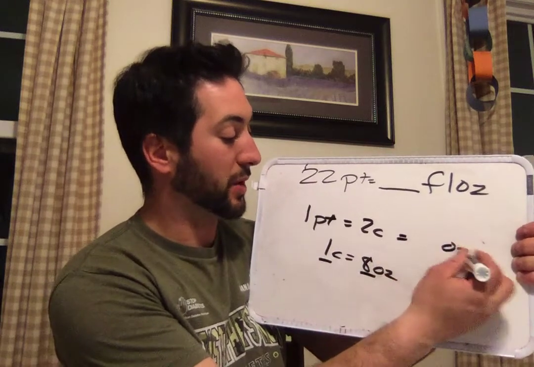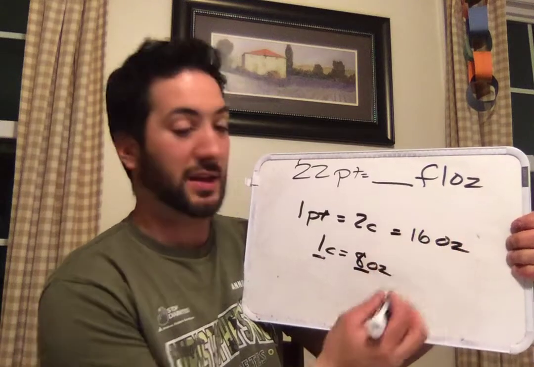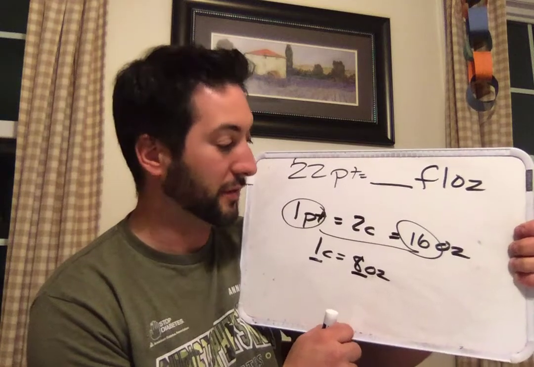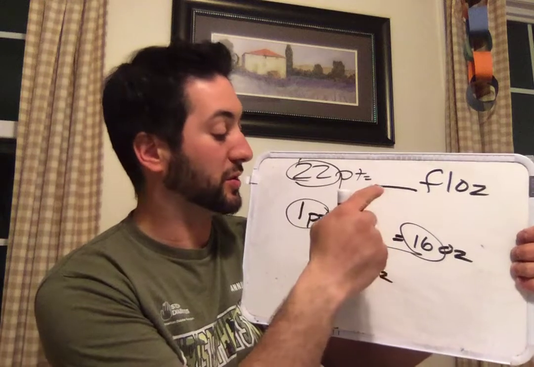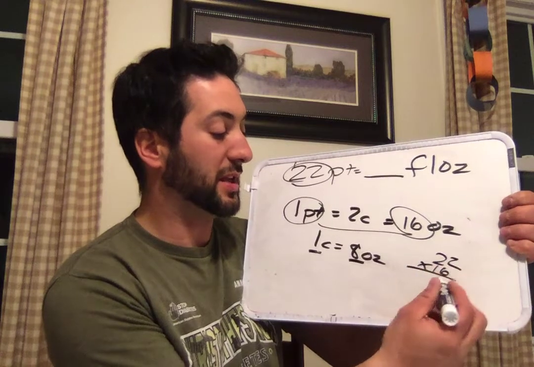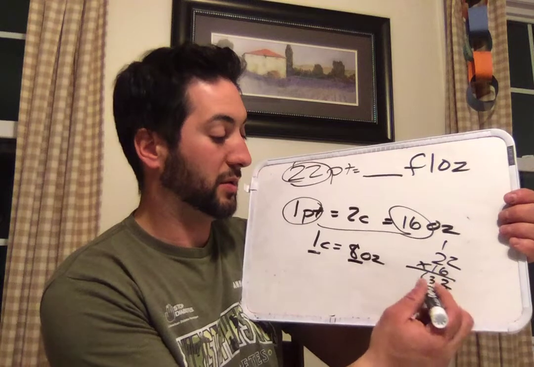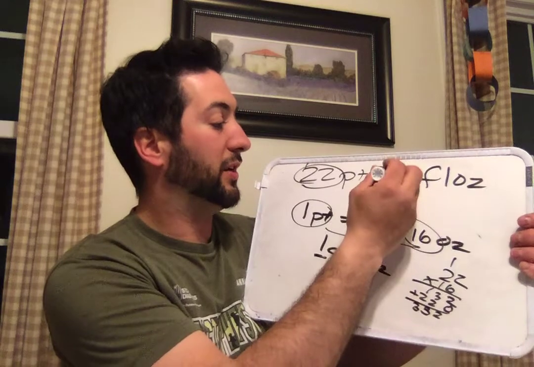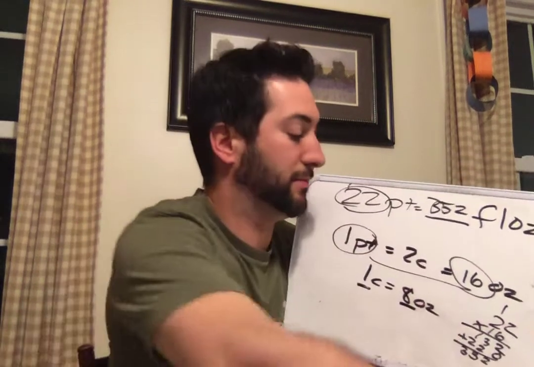So how many ounces would I take to get 2 cups? If 1 cup is 8 ounces, 2 cups would be twice as big: 16 ounces, right? So for every pint, there are 16 ounces. So there's 22 pints, and for every one of these, there's 16 ounces. So 22 times 16 equals 352. That's the one that everybody got wrong. I don't think a single person got that one right.